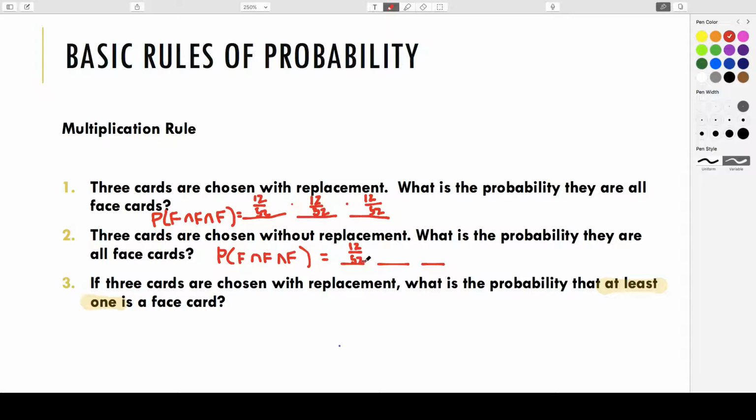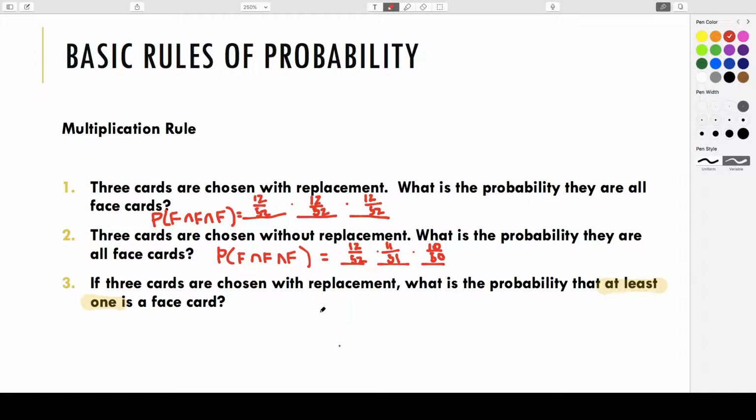Then I'm taking that card, setting it aside. So what am I at now for the second one? 11 out of 52, or 51. Yes, 11 out of 51. I take that card, set it aside. So what am I down to? 10 out of 50. 10 out of 51. Good. And what should I do to get my final answer? Multiply.